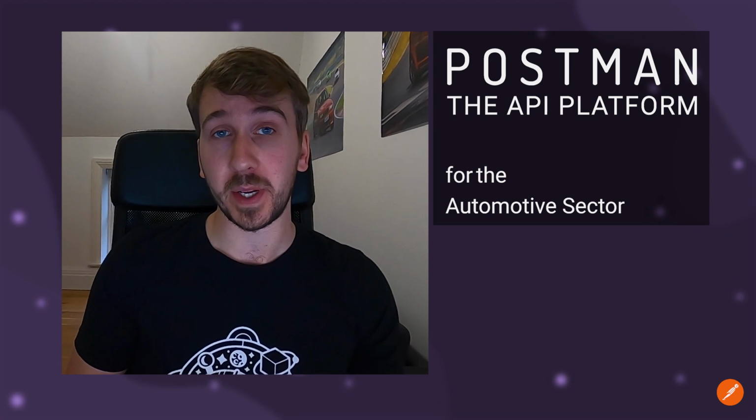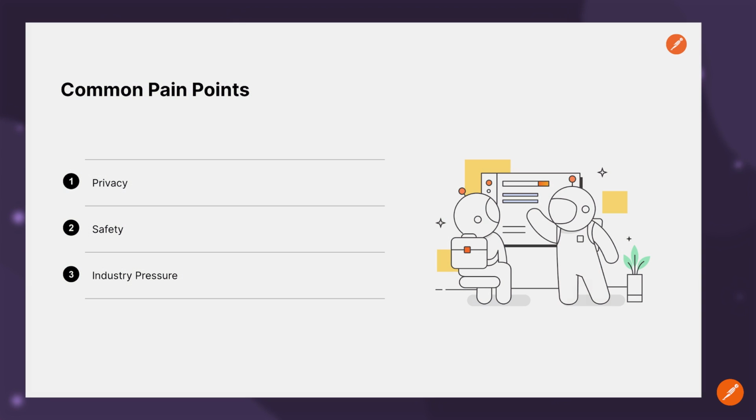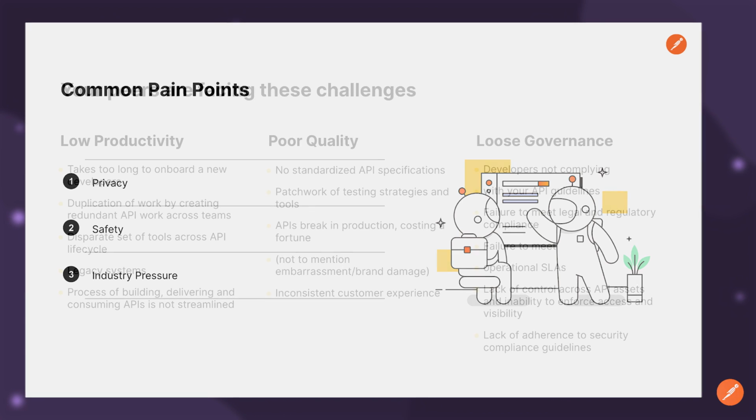Today, I'll be taking you through a short presentation on the Postman Enterprise Platform and specifically what it has to offer for those organizations in the automotive sector. Let's get started. There are a couple of common pain points that we're hearing from the industry. These revolve around privacy, safety, and industry pressure. So we'll be diving into these today to see how the Postman platform helps solve for some of these challenges.